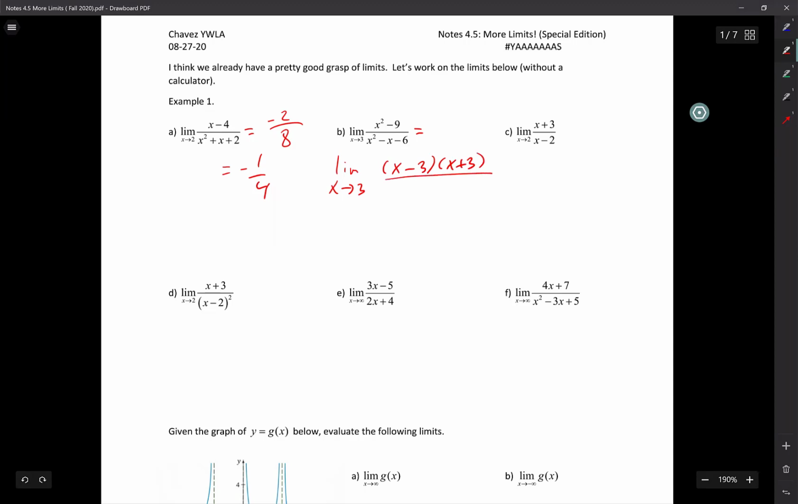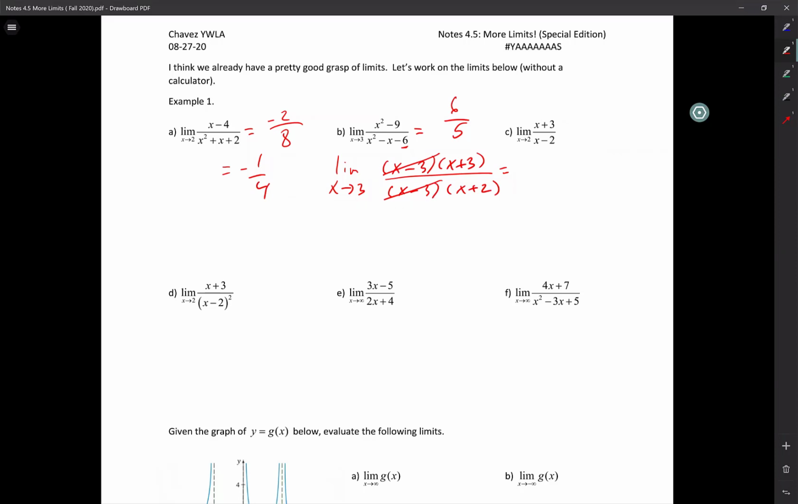All this is over, and then factor this out. So that's going to be x minus 3, x plus 2, because 3 times 2 is 6, and -3 plus 2 is -1. Now that I have it like that, the x minus 3's cancel out. And now I can do direct substitution. 3 plus 3 is 6. 3 plus 2 is 5. And there it is, 6/5.